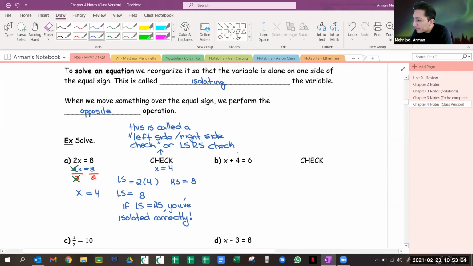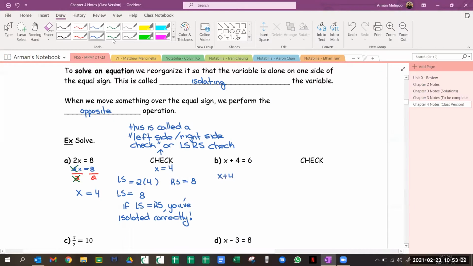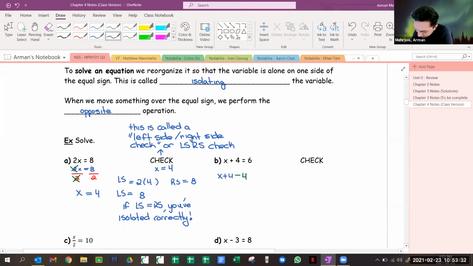This 4 is performing the operation of addition. If I want to move it to the other side, I have to subtract it from both sides. Plus 4 minus 4. Actually, maybe I should just rewrite it. Plus 4 minus 4 is going to cancel. And so on my left side, I'll just be left with x. And on my right side, I'll be left with 6 minus 4. 6 minus 4 is 2.